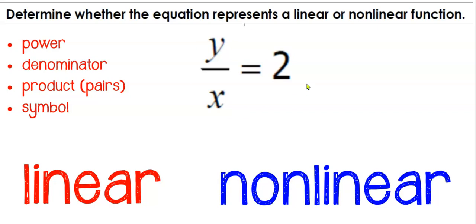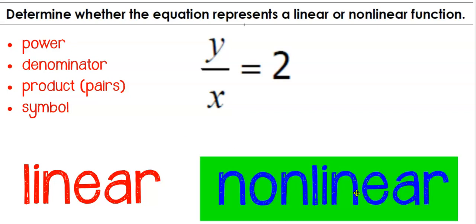So let's take a look at this equation. It's not written in y equals mx plus b form right now, but could it be? Let's go down our list. Do x and y have any powers? Nope. Are any of the variables in the denominator? Yes. As soon as you break one of these rules, you're nonlinear. But the reason you're breaking the rule is because you cannot be written in y equals mx plus b form. That's your explanation. Why is this nonlinear? Because it cannot be written in y equals mx plus b form.